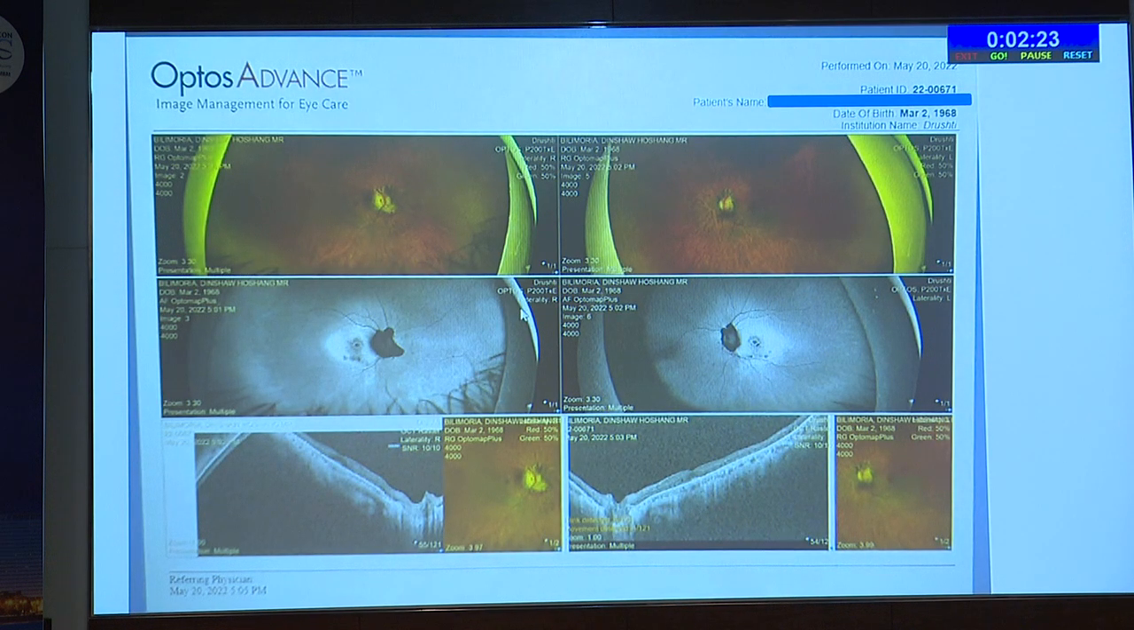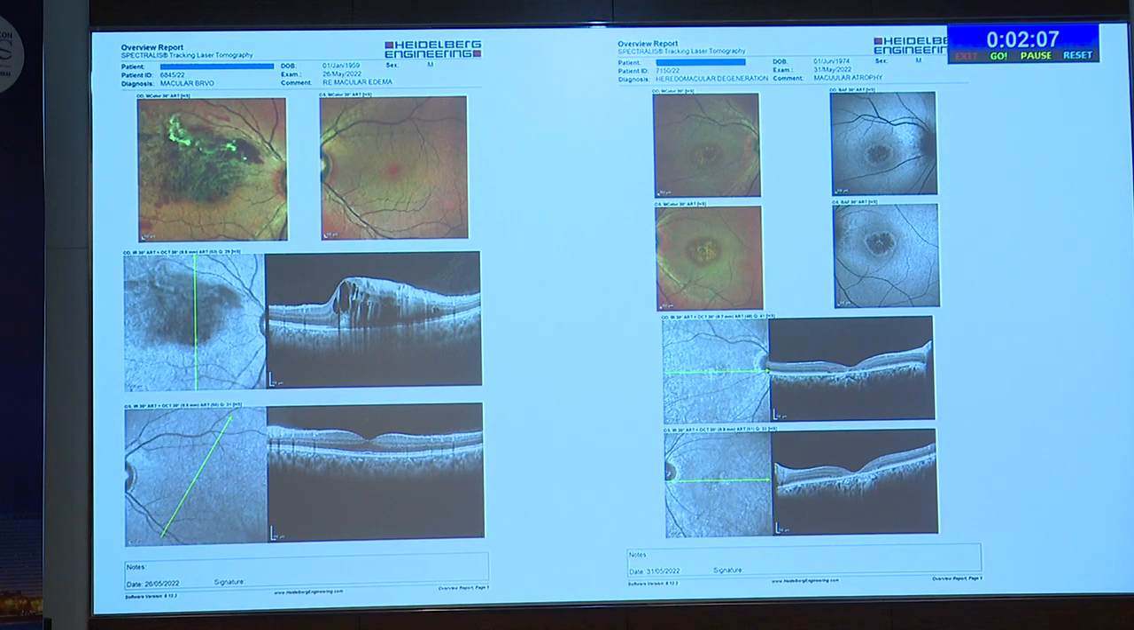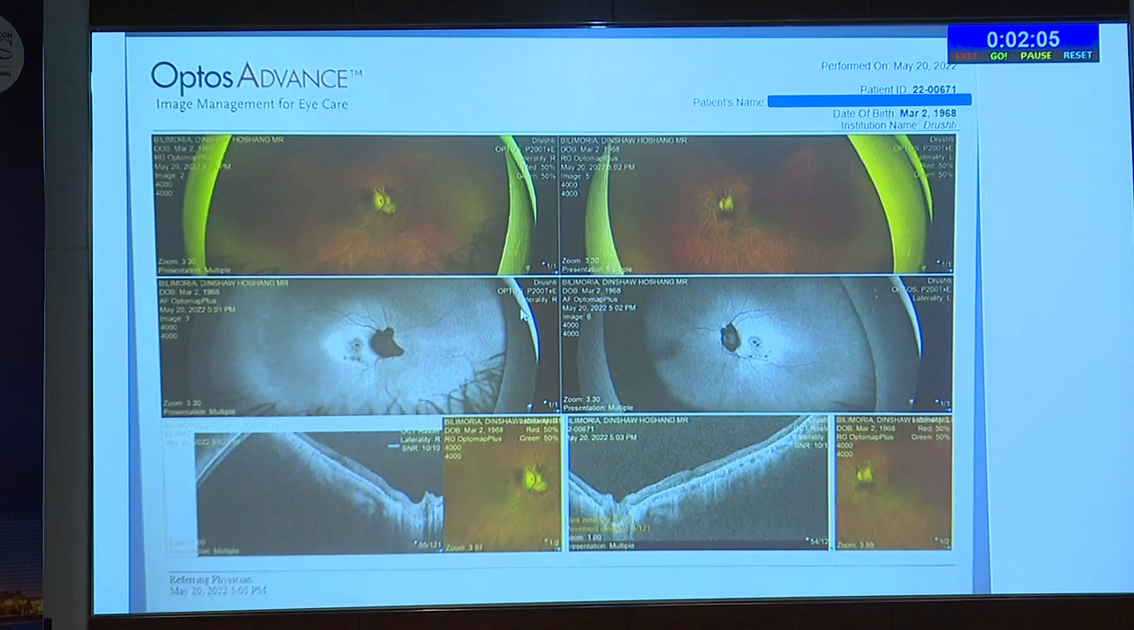We want to suggest the OPTOS people gear up to have better quality fundus photography printouts. I'm not very happy with the resolution of the printouts. The soft copies are excellent, but the printouts are not that good, whereas the Heidelberg printouts are excellent. The patients are very happy with the printouts.